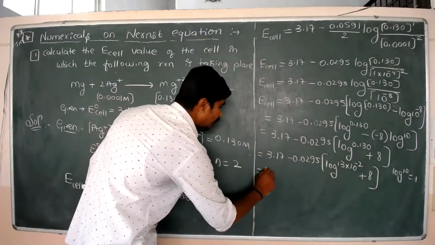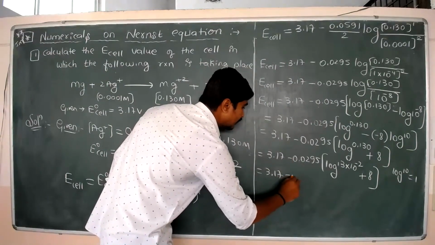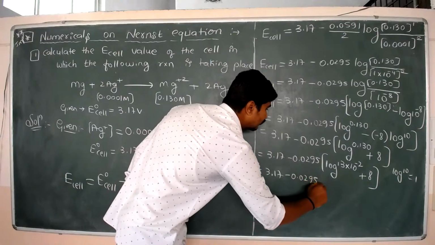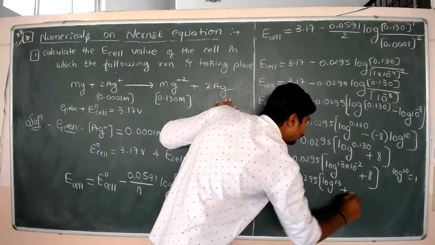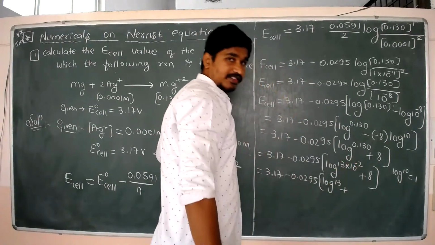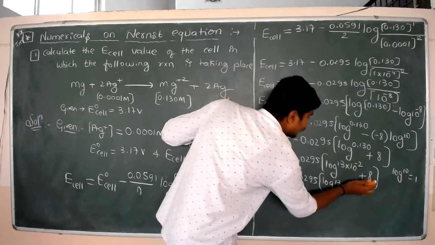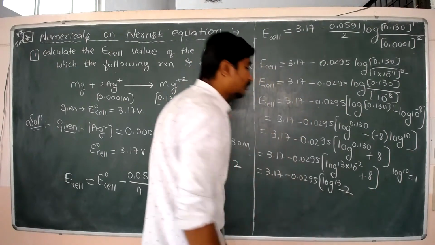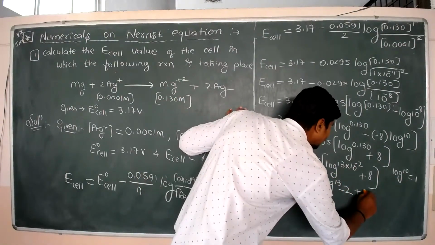Next, 3.17 minus 0.0295, I am directly writing here log of 13 plus log 10 to the power minus 2. Since m into n is there, log m to the power n becomes n log m, that is minus 2 log 10. Log 10 will be 1, therefore it will be plus 8.